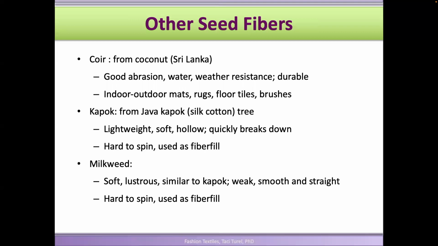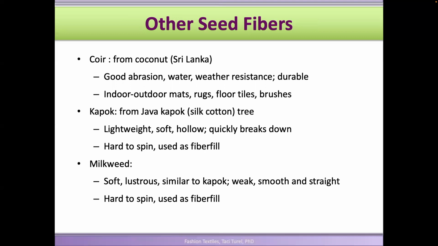These are other seed fibers other than cotton that are cellulosic and come from the seed of the plant. Like coir, that's from the coconut tree. This has good abrasion and weather resistance. It's durable, but these are pretty stiff fibers, so we only use them on mats, rugs, floor tiles, brushes, and things like that.